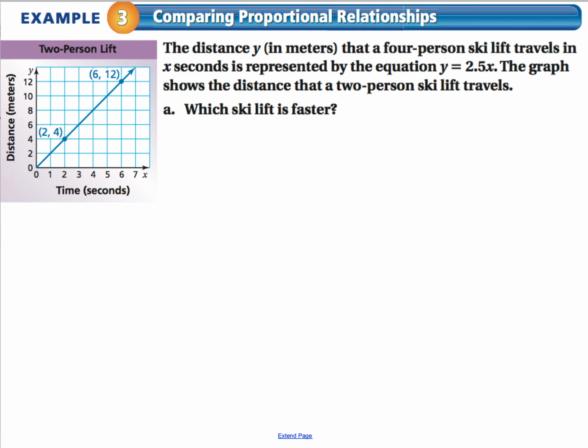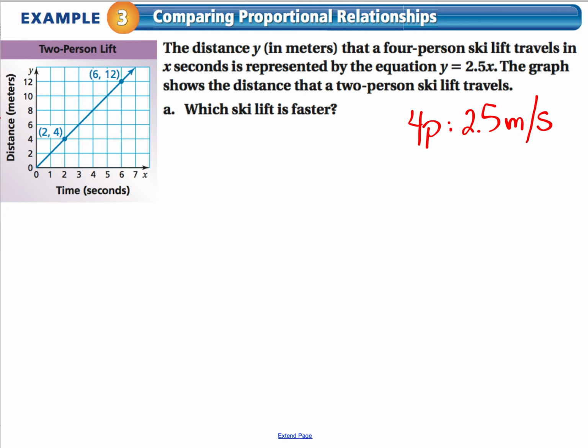Okay, next example. The distance y, measured in meters, that a 4-person ski lift travels in x seconds is represented by the equation y equals 2.5x. The graph shows the distance that a 2-person ski lift travels. Which ski lift is faster? All right, here we're going to be comparing their slopes. The slope for the 4-person ski lift is 2.5. That actually means the 4-person ski lift is going 2.5 meters per second.